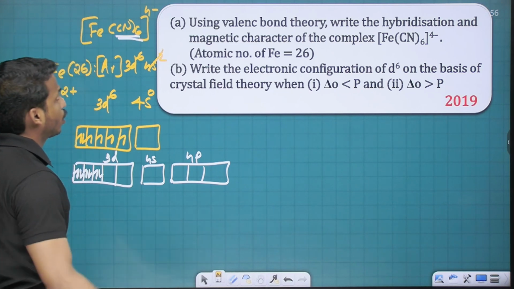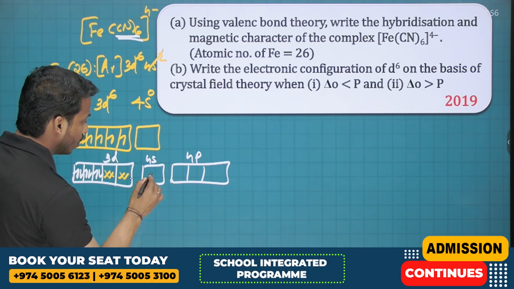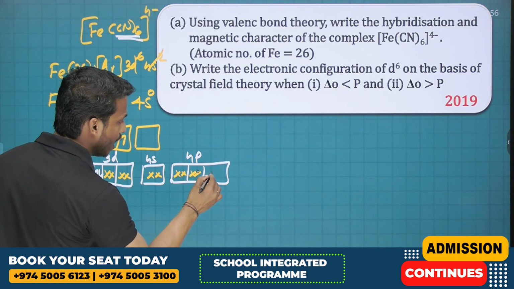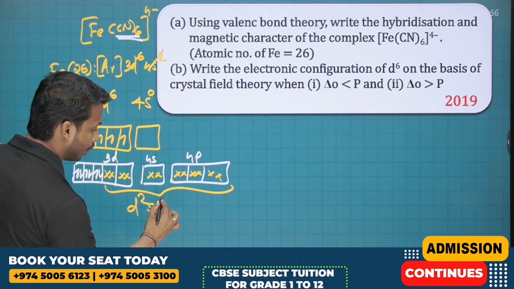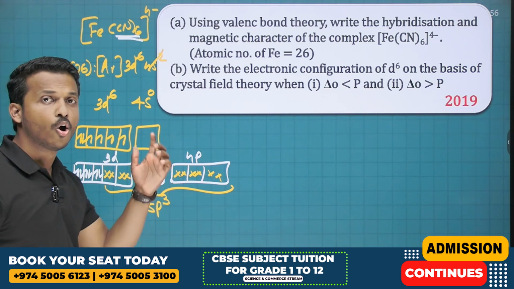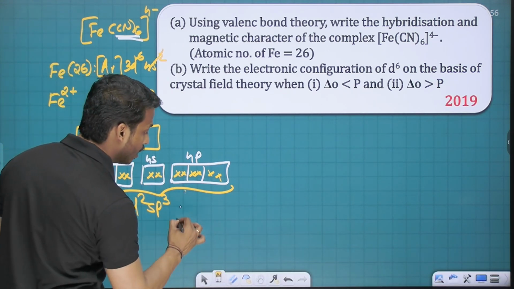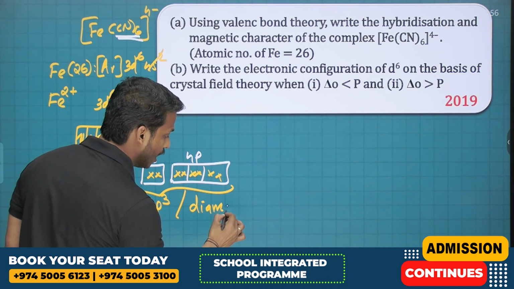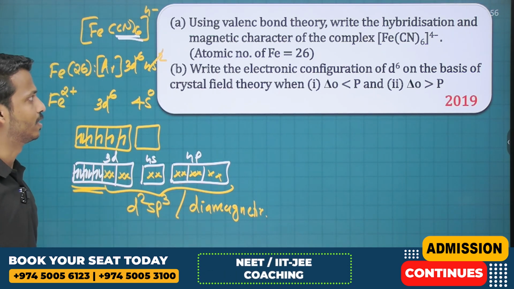Alright, next. Total 6 ligands we have to place. So 1, 2, 3, 4, 5, 6. So what is the hybridization? d2sp3. What is d2sp3? Octahedral. Now, here all electrons are paired. Therefore, what is the magnetic property? Diamagnetic in nature. Correct. That's it.